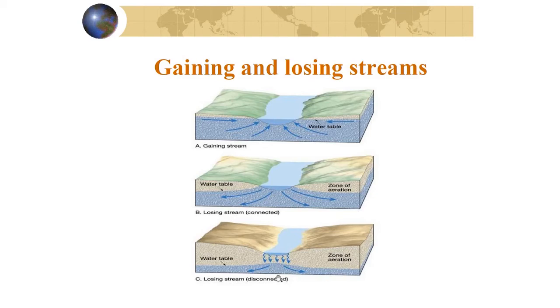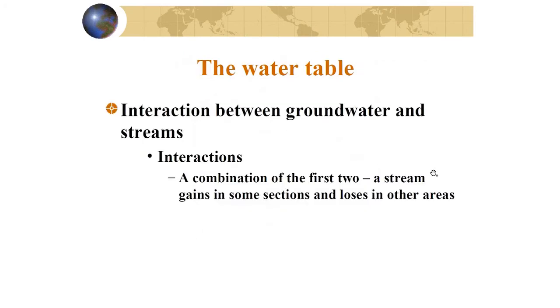There is another possibility: influent streams with no connection. Even though water is lost from the stream, it is not directly connected to the water table. So there are two types of losing streams, connected and disconnected. The third type is a combination of the first two, where a stream gains water in some sections and loses water in other areas.